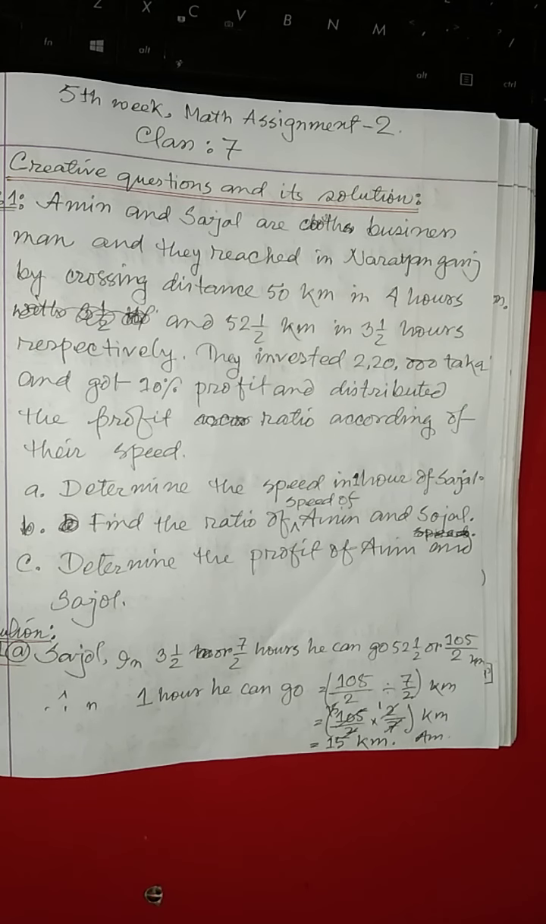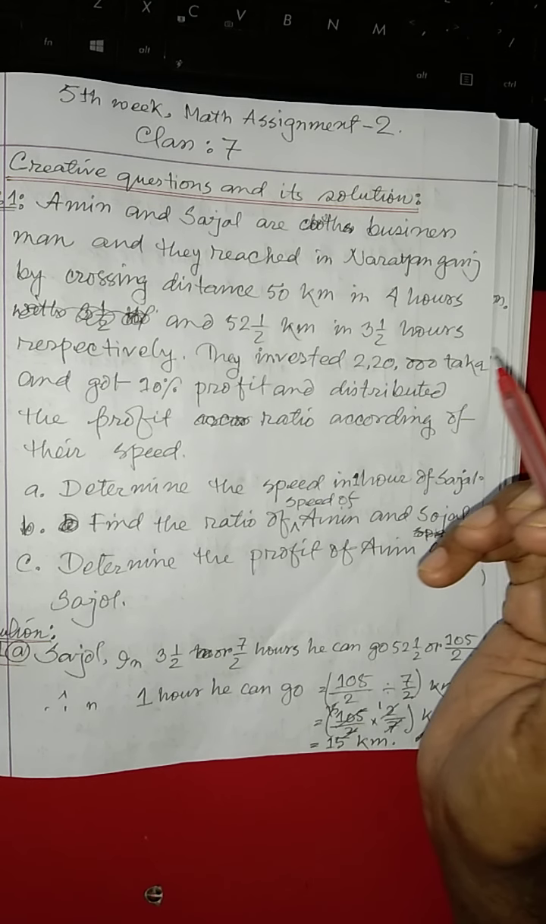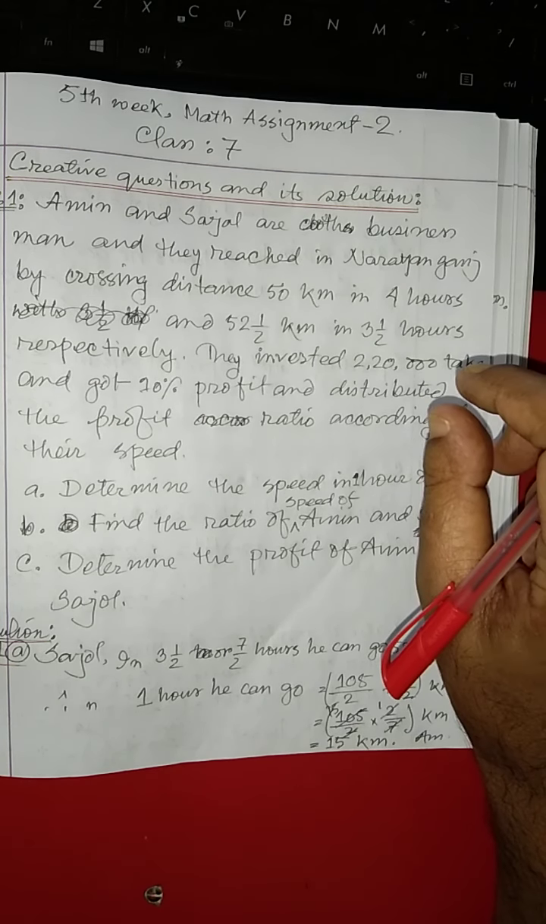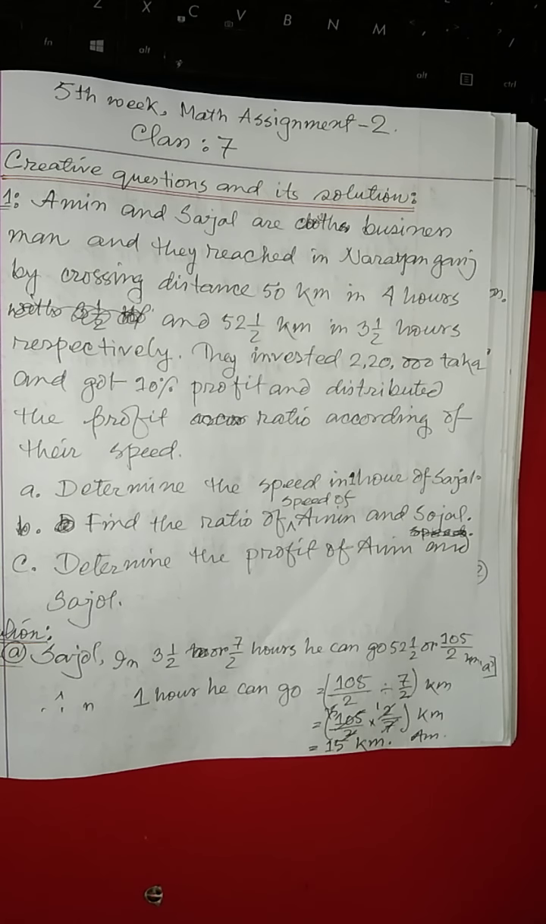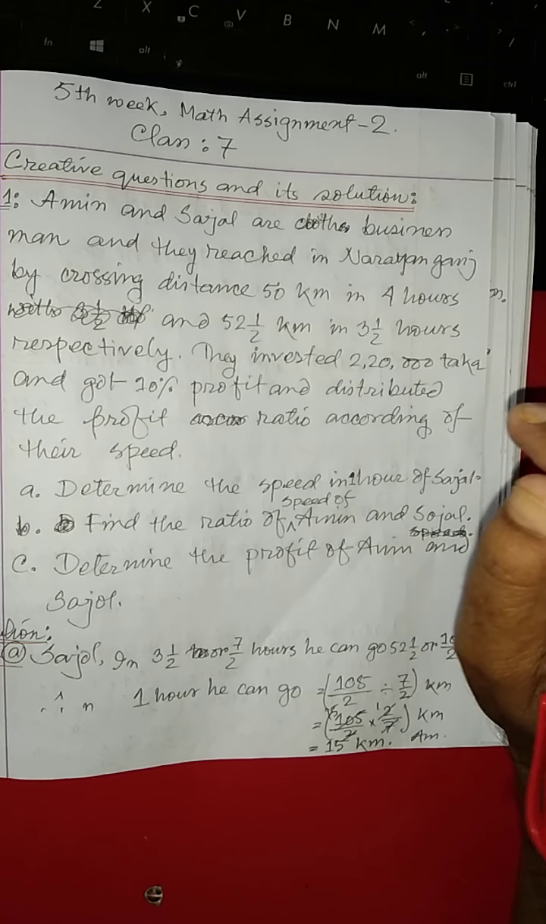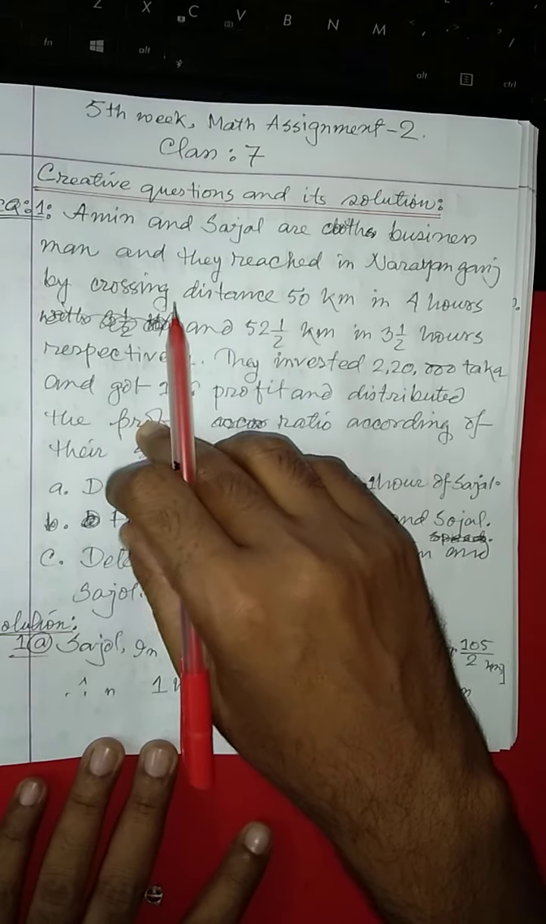This is the fifth week assignment, Mathematics 2, second assignment, class 7. So we can directly discuss the activity questions. Almost you will get here 2 creative questions and 10 short questions. Now we can start our discussion about the creative question.